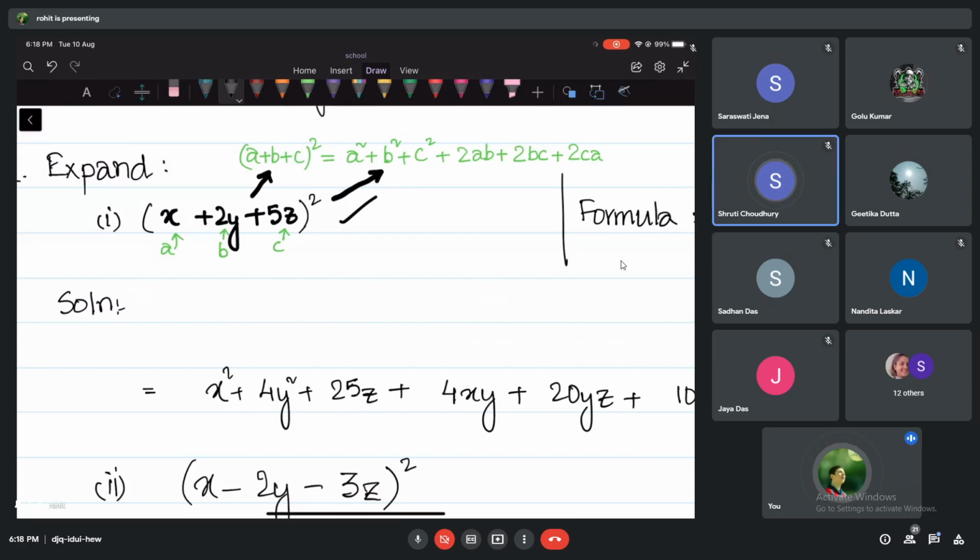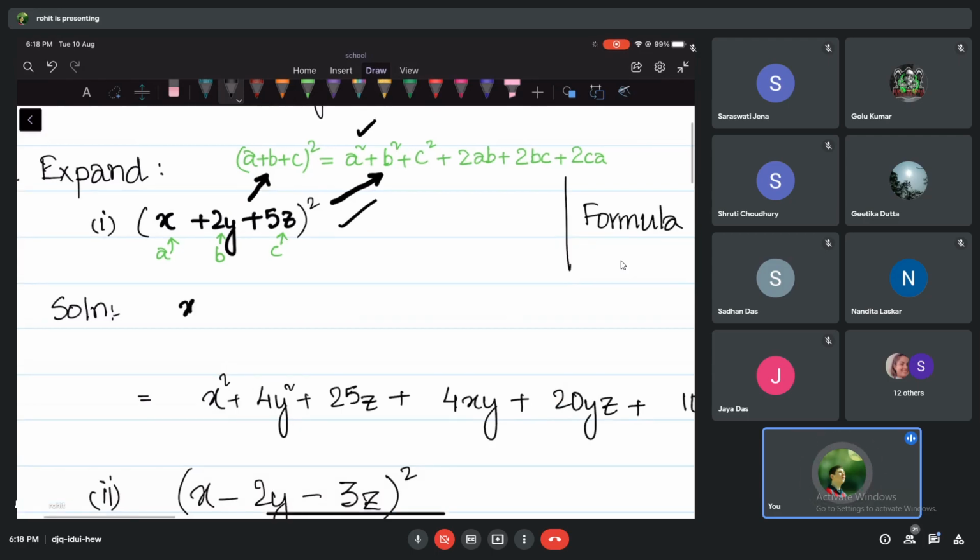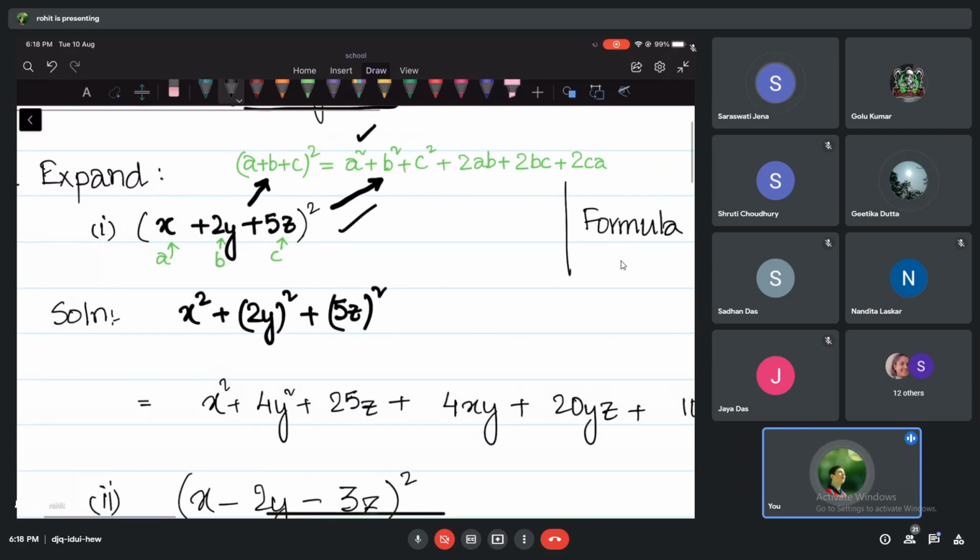The formula is a square. Yes or no? We have to write what? A square. In place of a square, that means what will I write? First number square plus second number, that is b square, plus the third number, that is your 5z, c squared. Can you understand? Yes, sir. Not yet over. We have to write this also. Twice ab. So plus, tell me, twice.